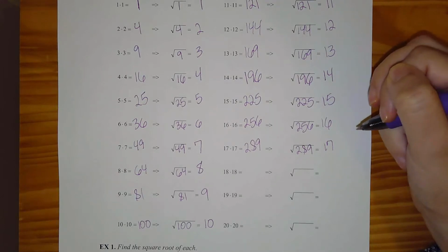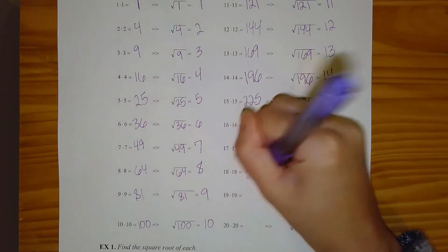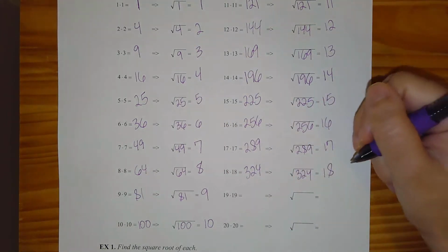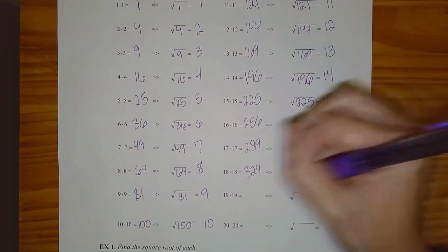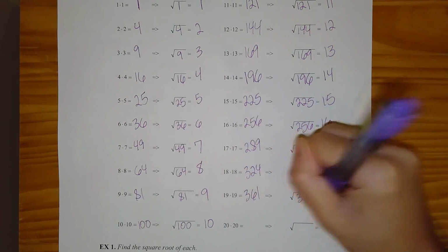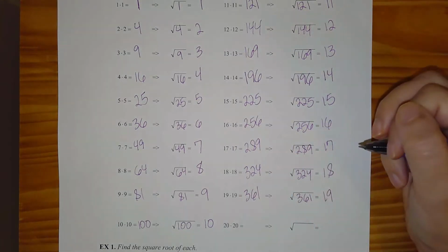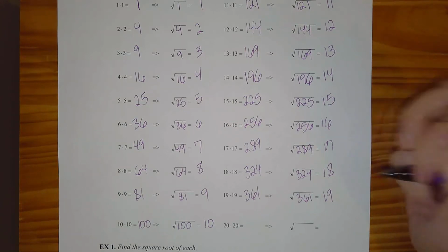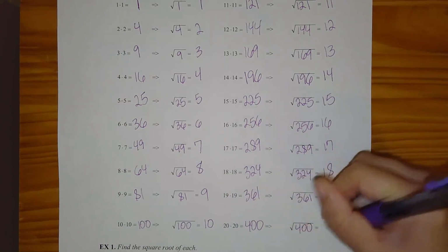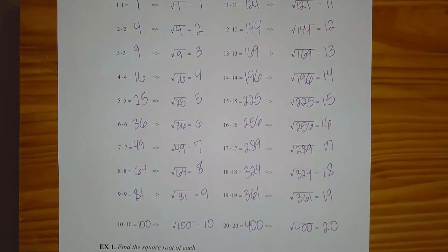18 squared is 18 times 18, which is 324, which means that the square root of 324 is 18. 19 squared is 19 times 19, which is 361, which means that the square root of 361 is 19. Last one, 20 squared is 20 times 20, which is 400, which means that the square root of 400 would be 20. So now you guys have a nice little reference chart to go back to as you're doing your homework. The first thing we're going to do is just find the square root of each.